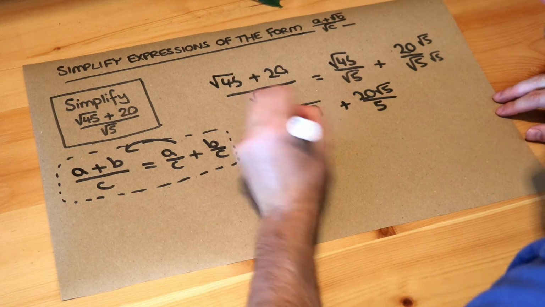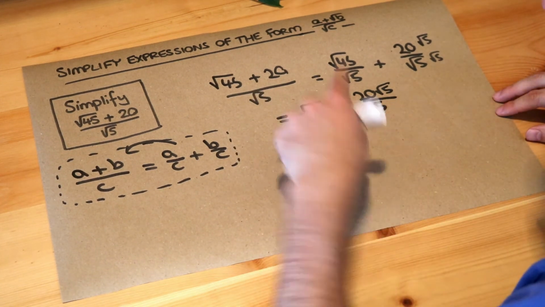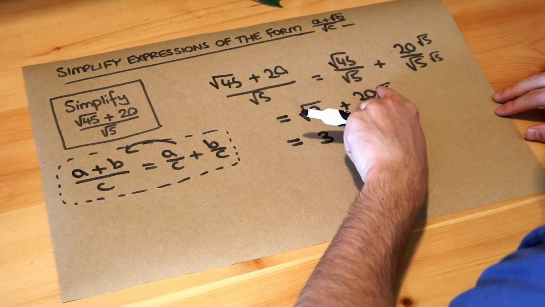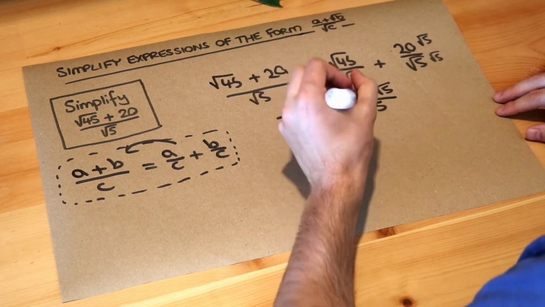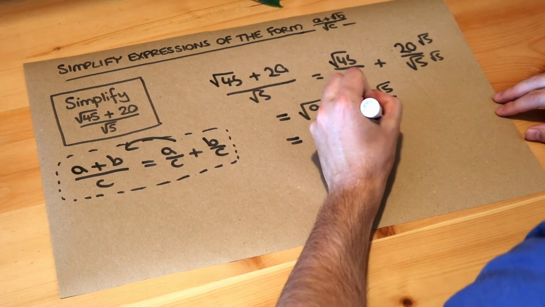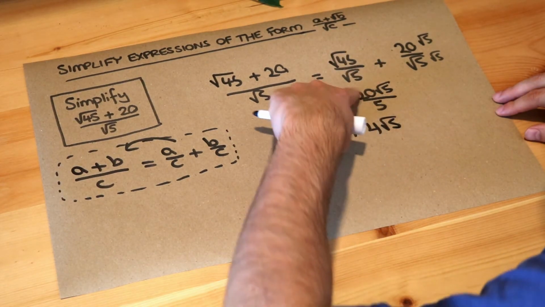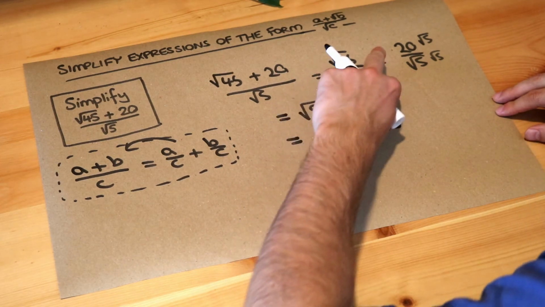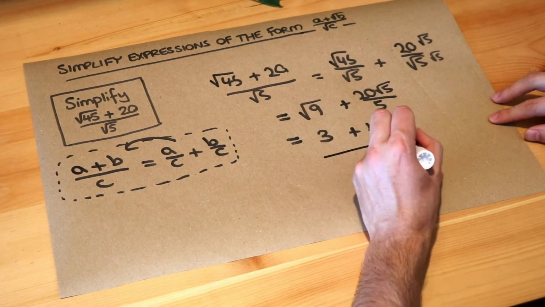Now we can simplify further. The square root of 9 is just 3. And we've got 20 lots of root 5 divided by 5. That will be 4 lots of root 5, because the 20 and the 5 are both non-surds. 20 over 5 is just 4. So we've now got 4 lots of root 5. And that is the final answer.